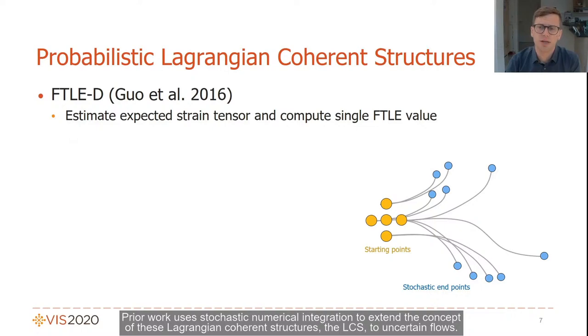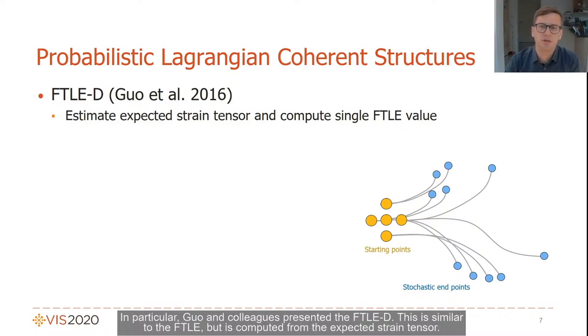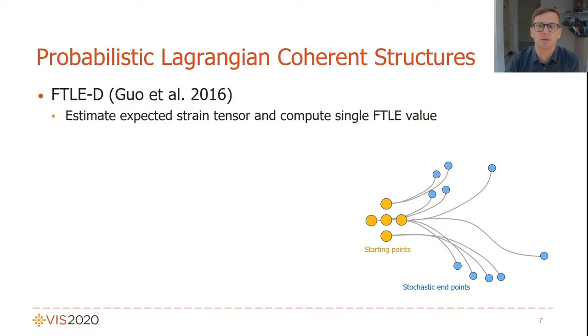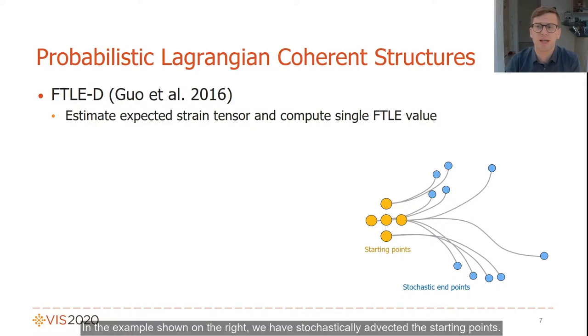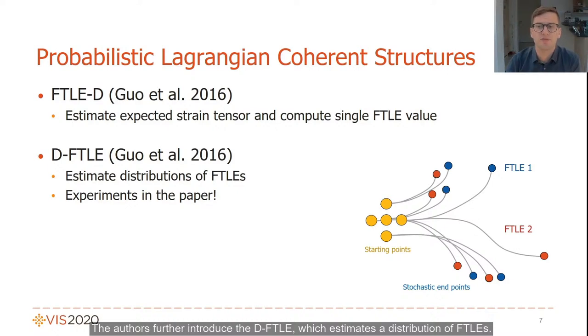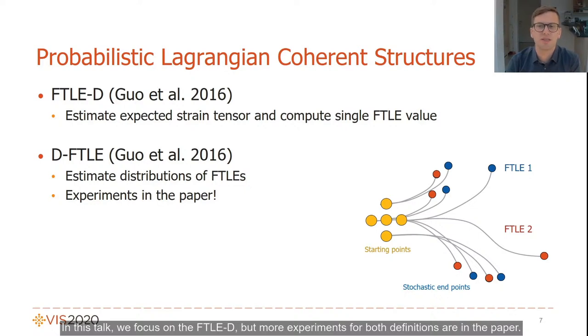Prior work uses stochastic numerical integration to extend the concept of these Lagrangian coherent structures, the LCS, to uncertain flows. In particular, Gu and colleagues presented the FTLED. This is similar to the FTLE, but is computed from the expected strain tensor. In the example shown on the right, we have stochastically advected the starting points. Then we average the strain tensor from these different endpoints and compute a single FTLE value. The authors further introduce the DFTLE, which estimates the distribution of FTLEs. In this talk, we focus on the FTLED, but more experiments for both definitions are in the paper.